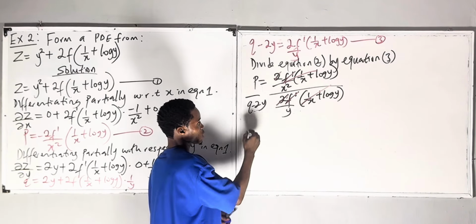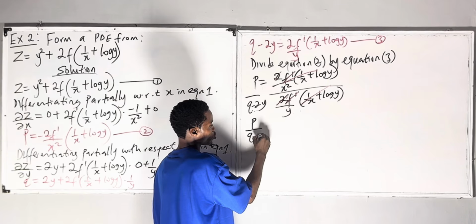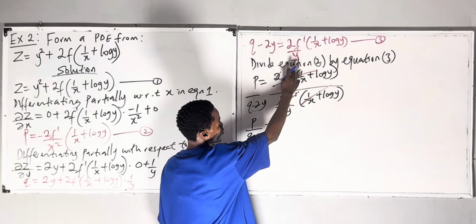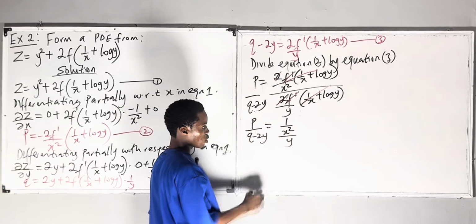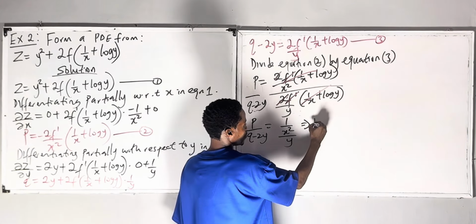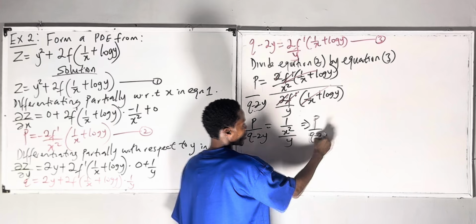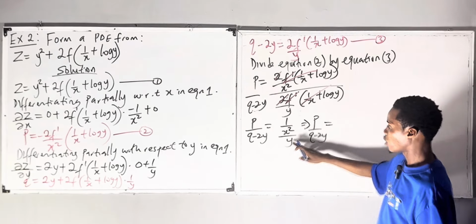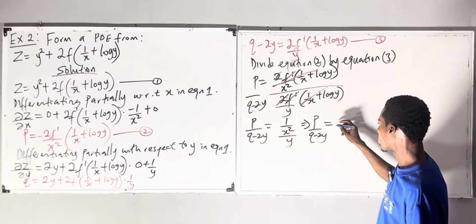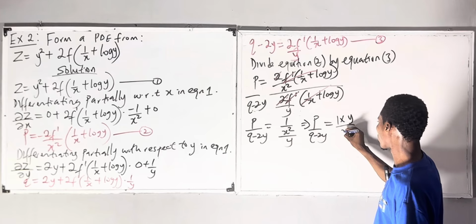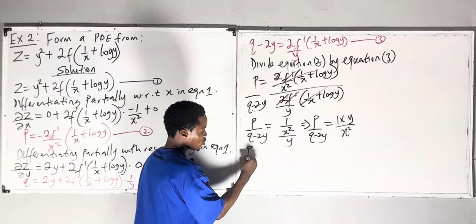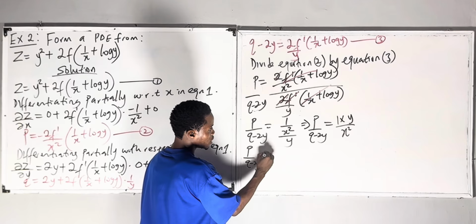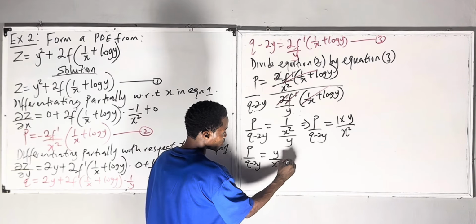We are left with p all over q minus 2y is equal to 1 over x square over y. I can take this y to the numerator, so I'm going to have p over q minus 2y is equal to y all over x square.